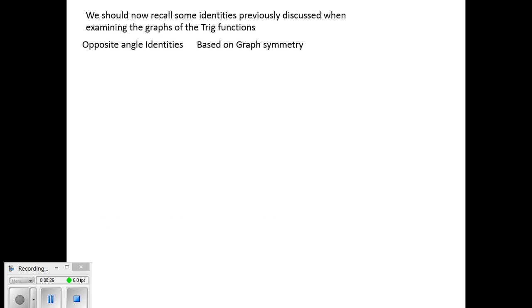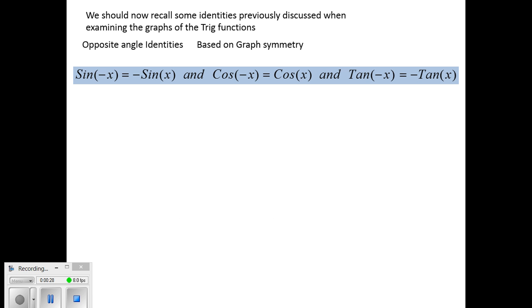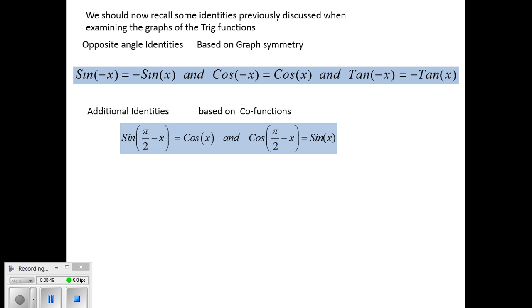All right. The other identities, the ones that we've come up with, which resulted from the graphs and their symmetry: sine of a negative angle is negative sine of an angle, cosine of a negative angle is the cosine of an angle, and the tangent of the negative angle is the negative tangent of the angle. The cofunction identities that we talked about very early, which could be viewed in terms of phase shifts on the graphs if you want.